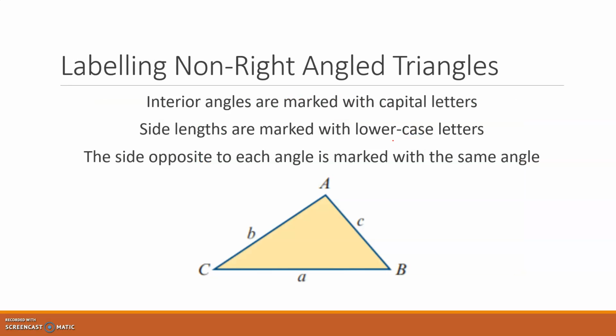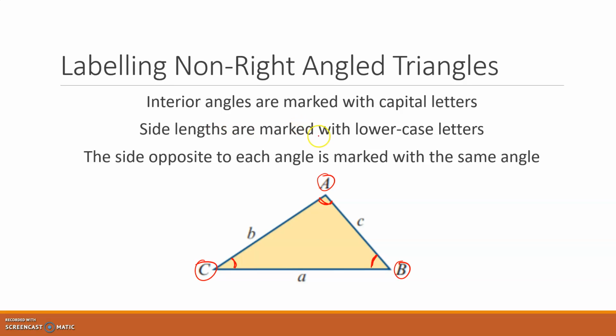Now, before we get into these new rules, though, we just need to review the way we label non-right angled triangles. And the way we go about doing this is by marking the interior angles with capital letters. So when I talk about the interior angles, I mean at each of the vertexes or the points on the outside of the triangle, we mark those angles with capital letters. So this is angle A up here, this is angle B down here, and this is angle C in the bottom left. We could use any letters we want, but the convention is to use A, B, and C.